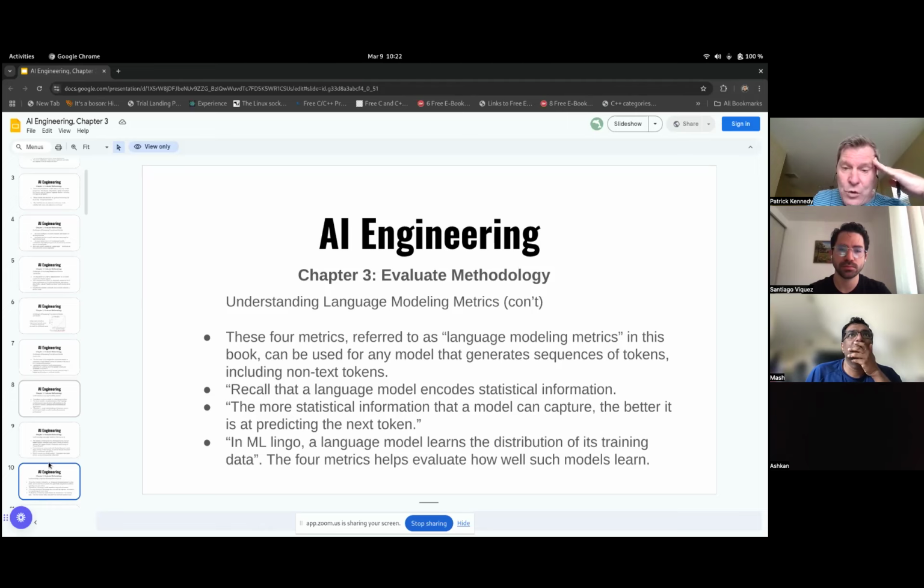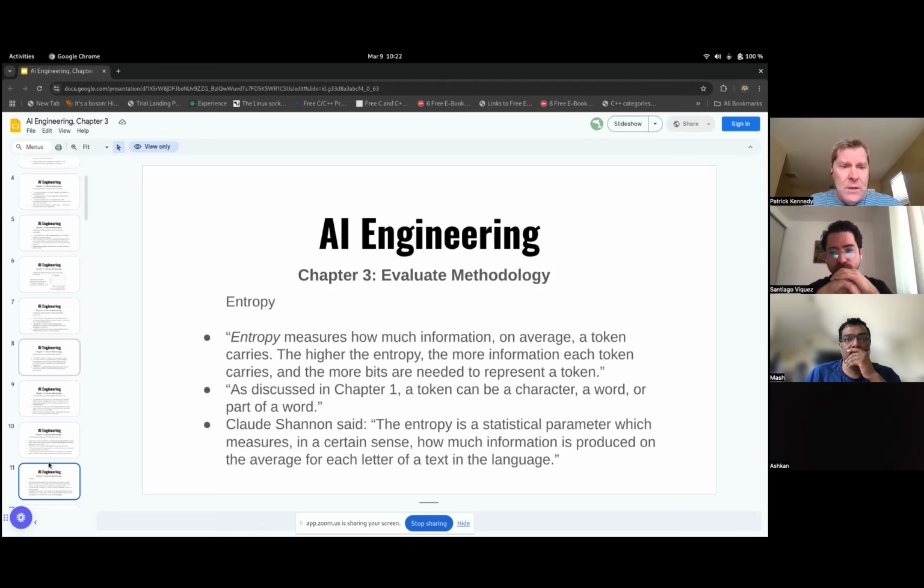Recall that the language model encodes statistical information. And the more statistical information that a model can capture, the better it is at predicting the next token. In ML lingo, a language model learns the distribution of its training data. The four metrics help evaluate how well such models learn. So on to the next slide. We will talk about the first, most basic metric, and that would be entropy.